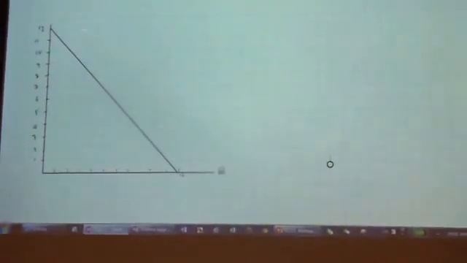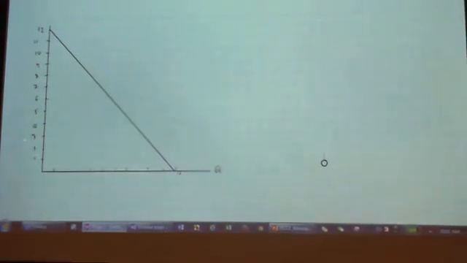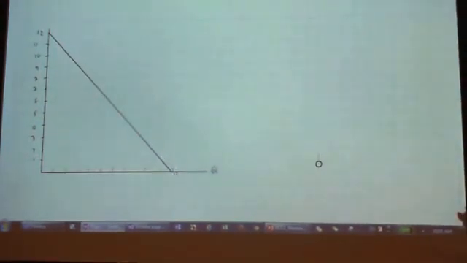12, 12, that's the specification. You can verify this. When price is 12, nobody purchases. If I charge 12, nobody purchases. If I give it for free, yeah, quantity demanded is 12 units. Alright.